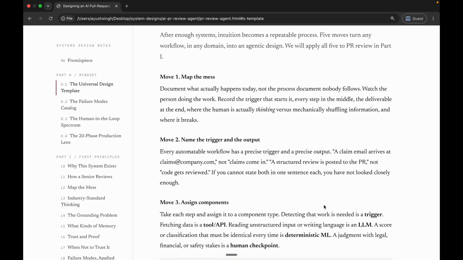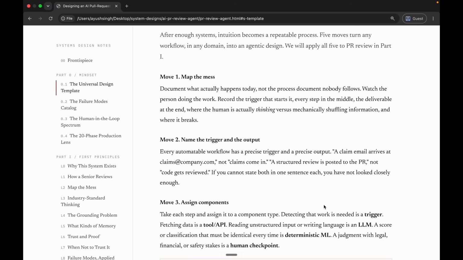Second move: I want to make it more explicit what my trigger is going to be and what my output is going to be. If a particular person wants to review a particular PR, what happens? He gets a Slack notification, a GitHub notification, an email notification, or some person saying, hey, I have made a PR, can you please go ahead and review it? That's the trigger which I want to give to my agent.